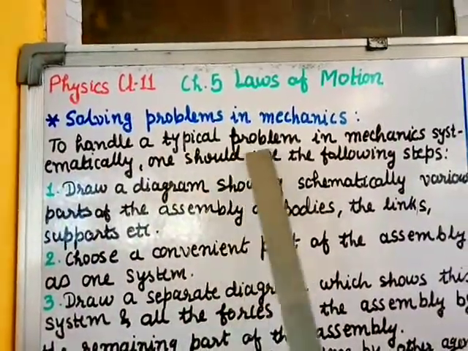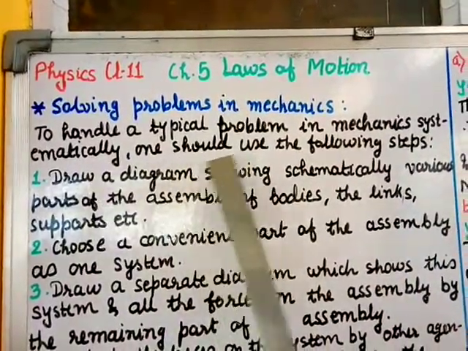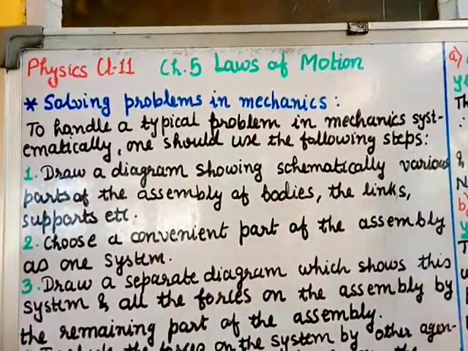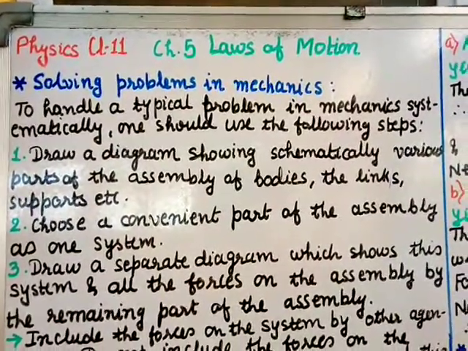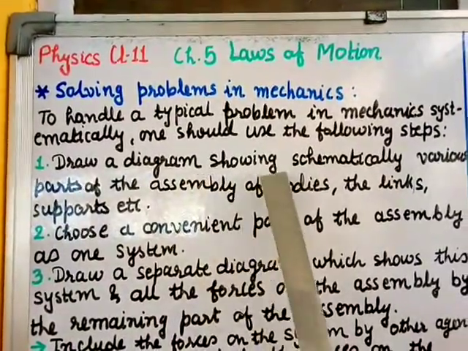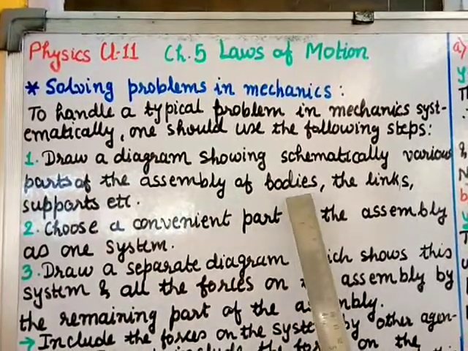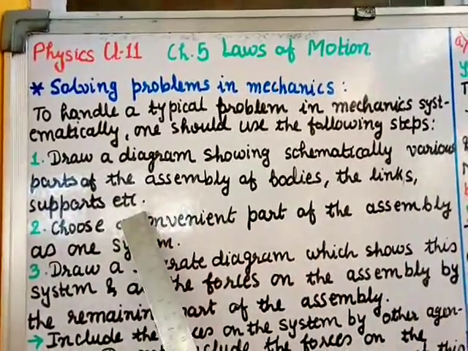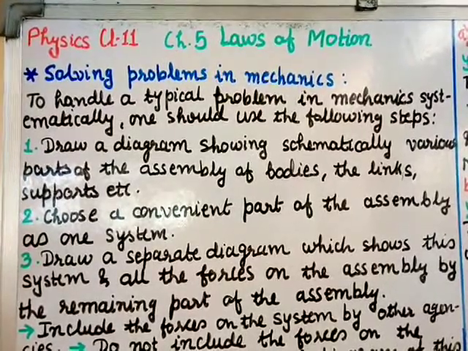To handle a typical problem in mechanics systematically, one should use the following steps. So we have some steps to use when we solve problems in mechanics. Step 1. Draw a diagram showing schematically various parts of the assembly of bodies, the links, supports, etc. So the first step is that you should draw a schematic diagram.